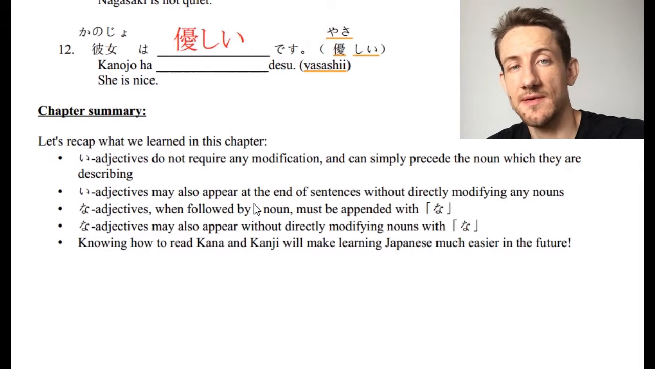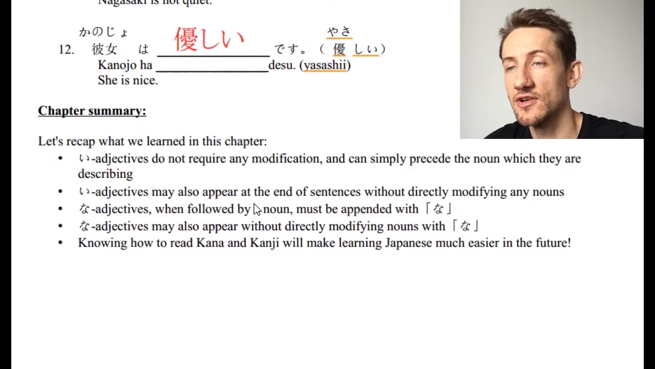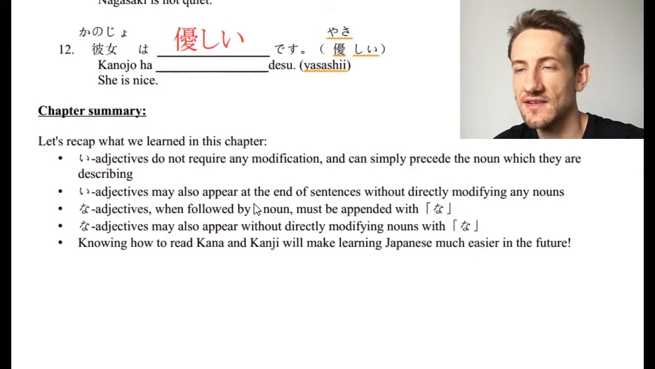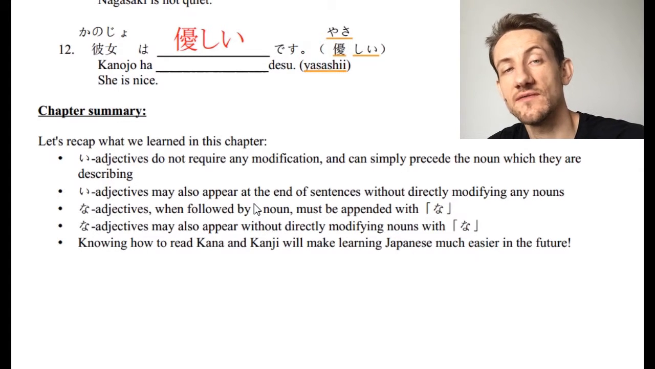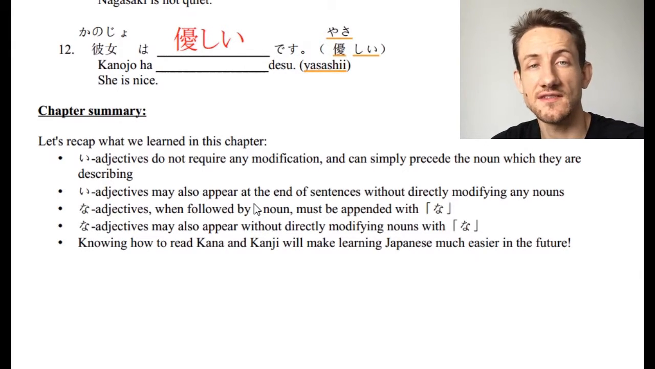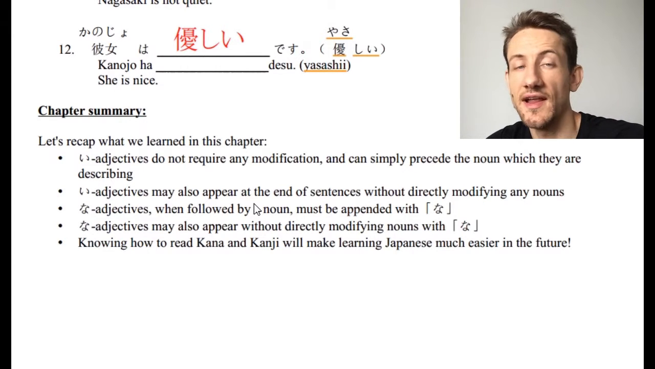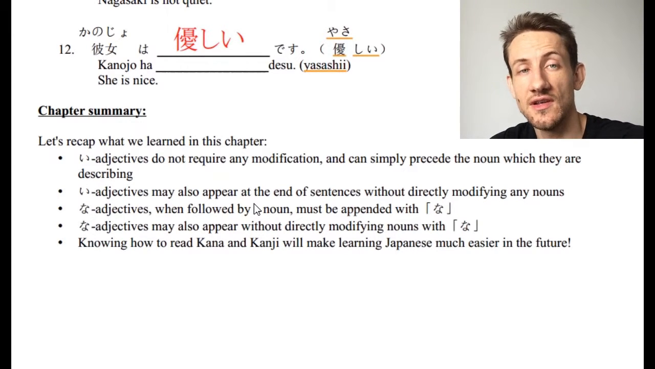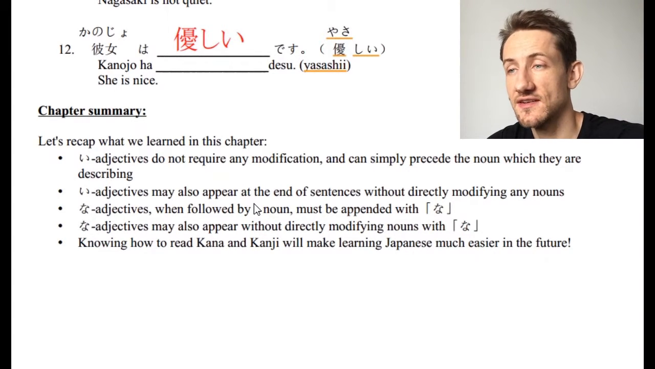But before we finish this chapter, let's recap what we learned. So first, we learned that i-adjectives do not require any kind of modification when they describe a noun. We just leave them as they are. We also learned that i-adjectives may appear at the end of sentences without directly modifying a noun. So you can have the noun separated by wa or ga, and then have the adjective at the end, no problem.